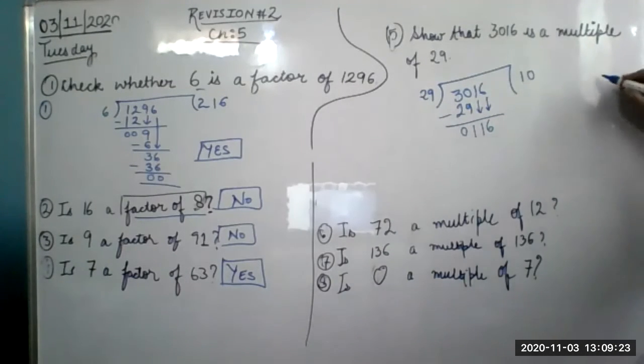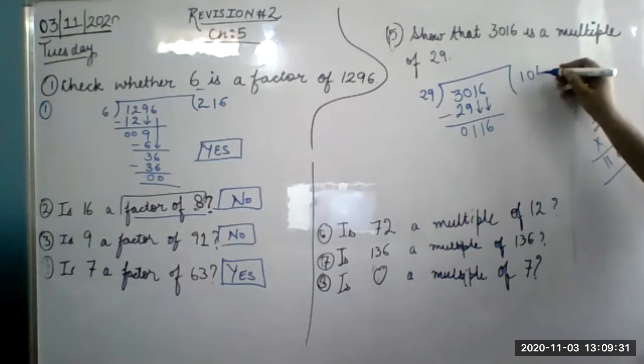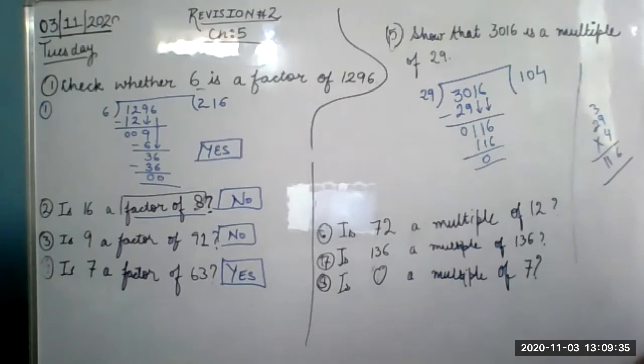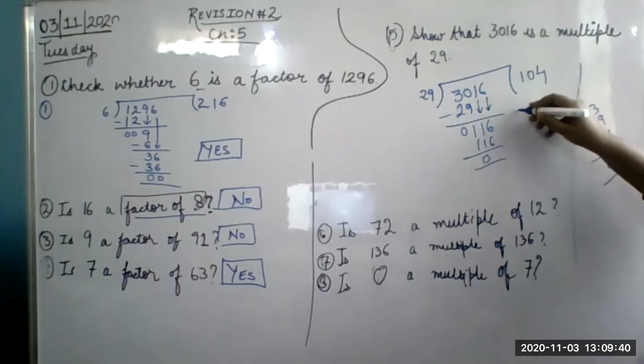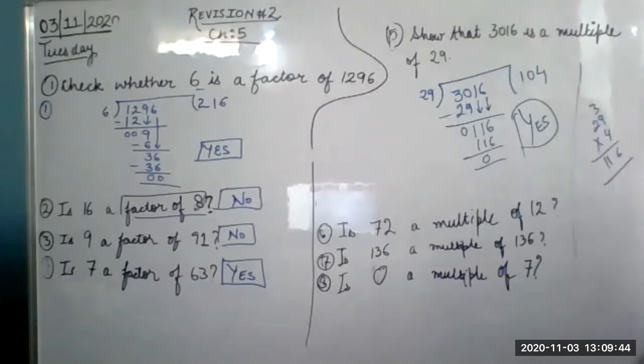Now check 29, how many times, roughly, you can check? 29 fours you can check. 9 fours are 36, 4 twos are 8 plus 3 is 11. 29 fours are 116. The remainder will be 0, so will the answer be yes or no? Yes, the answer will be yes.